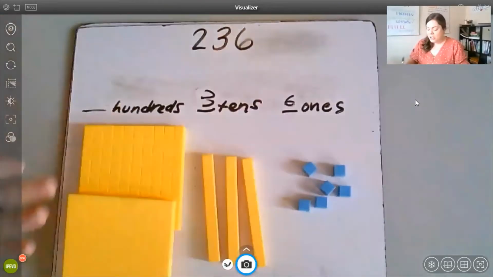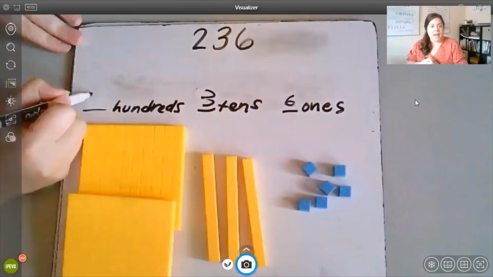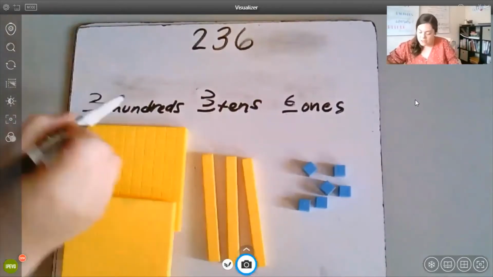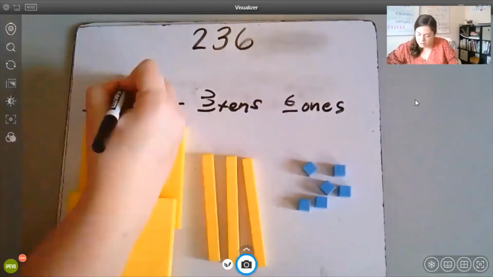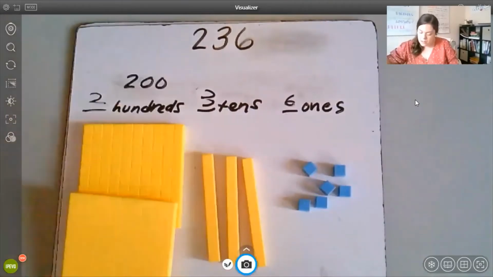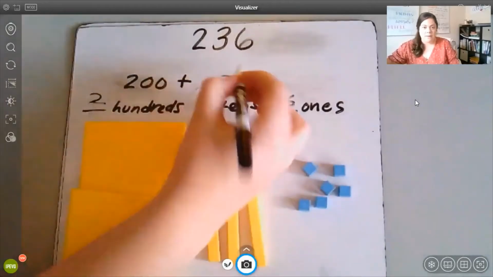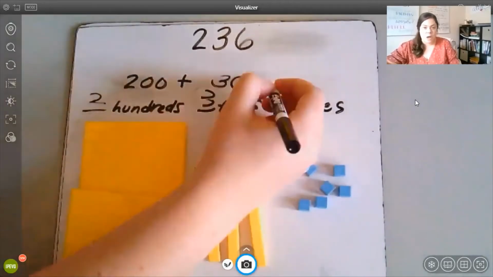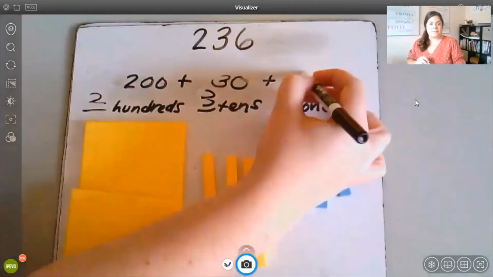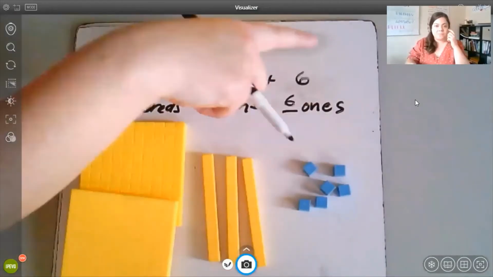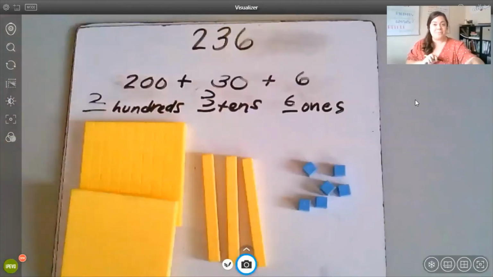And I see 2 hundreds. Now, if I were to write that in expanded form, I know that 2 hundreds is the same as 200. I know that 3 tens is the same as 30. And I know that 6 ones is the same as 6. So if I add up 200 plus 30 plus 6, I get that original number.